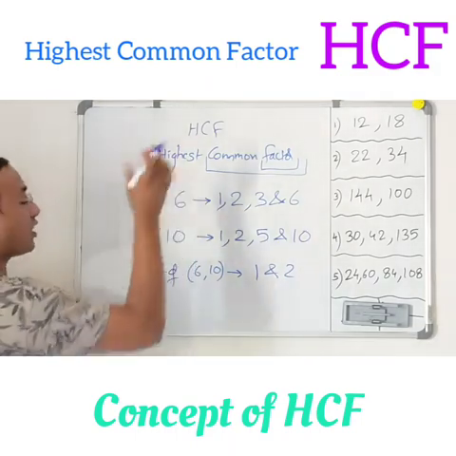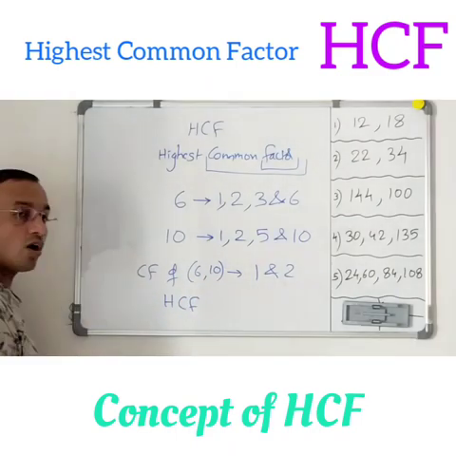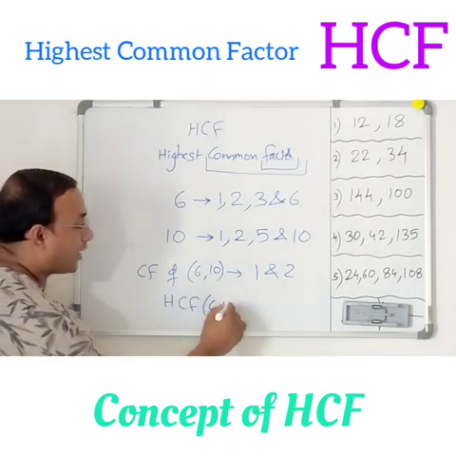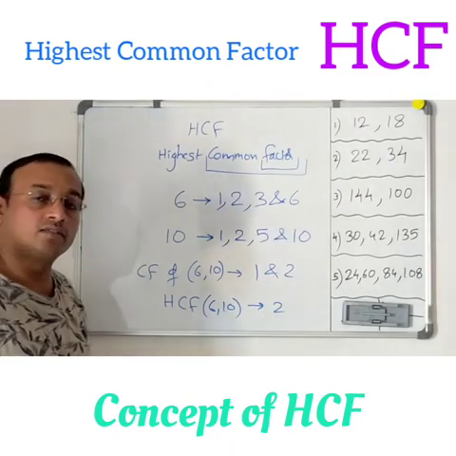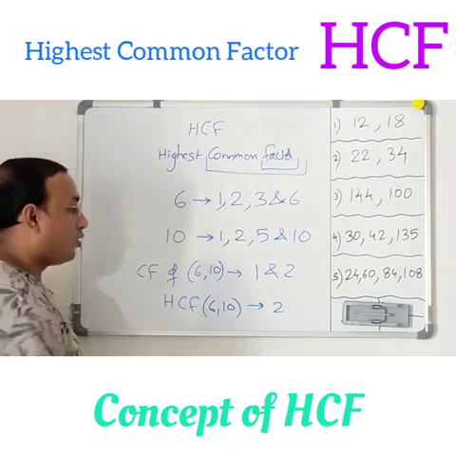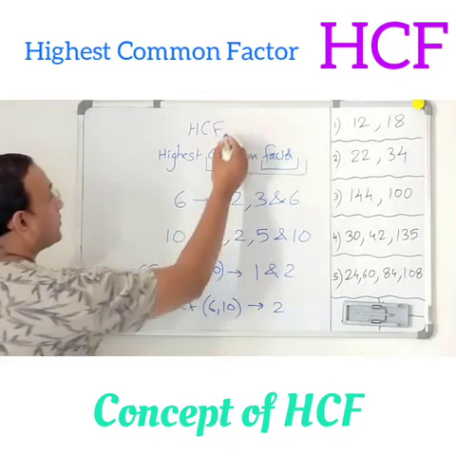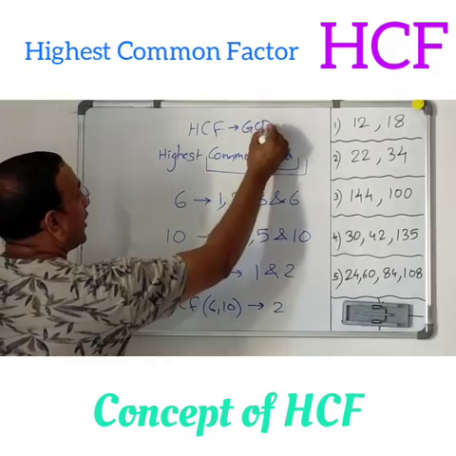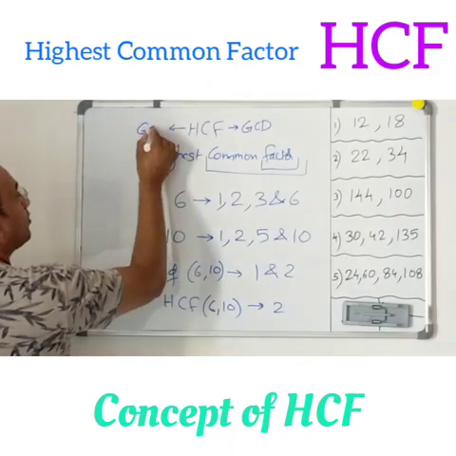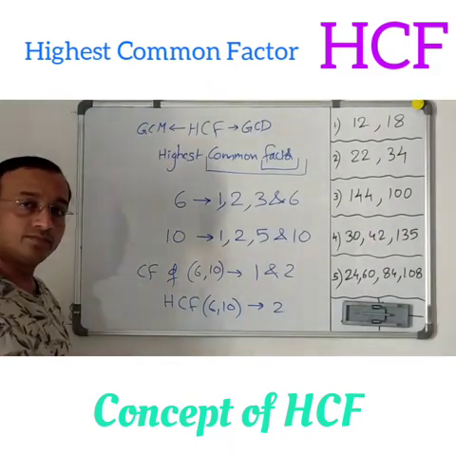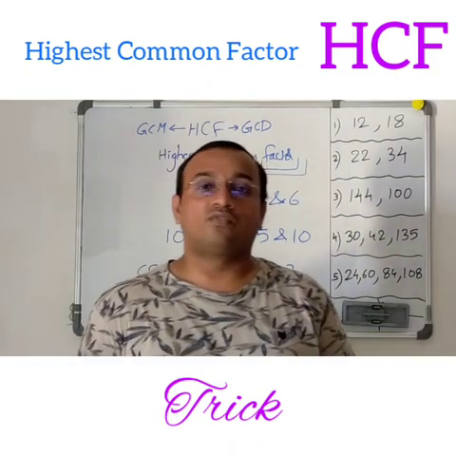Now let us discuss our topic, that is nothing but HCF. So what is the highest among these two which is a common factor for both 6 comma 10? What is the highest friends? 2. So HCF of 6 and 10 is 2. So this is the number which divides these two exactly. We can also call HCF as GCD, greatest common divisor, or we can also call it GCM, greatest common measure.